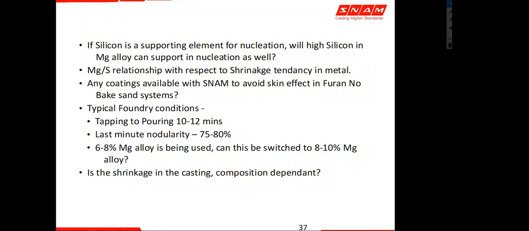Is the shrinkage in the casting composition dependent? Yes, the entire solidification behavior is decided by the composition of the material, any alloy for that matter. In the same way, ductile iron is also composition dependent. The composition features carbon equivalent and other alloying elements which control the matrix. These carbon equivalent and alloying elements are to be selected such that you get sound castings for the particular section thicknesses. So composition matters a lot in controlling shrinkage during solidification.